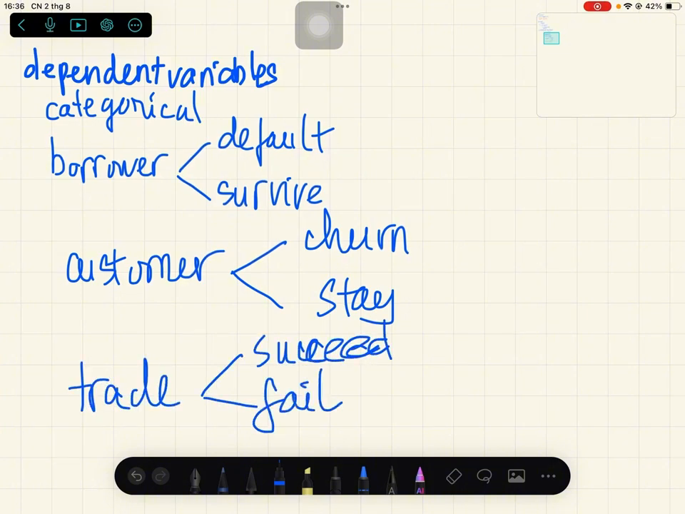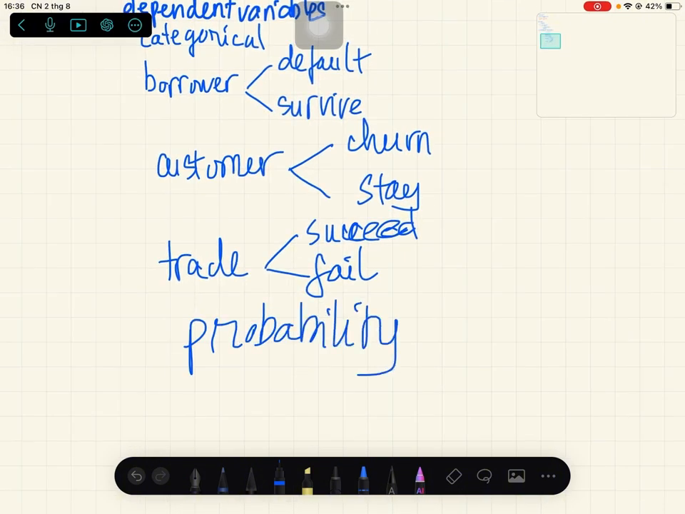Think about a security checkpoint at an airport. Everyone who walks through is classified into one of two groups, approved or selected for additional screening. The system isn't measuring how much someone passed, it is making a classification. Logistic regression works in exactly the same way. Its goal is not to estimate a number, its goal is to estimate the probability that an observation belongs to a particular category. That probability becomes the foundation for decision making.